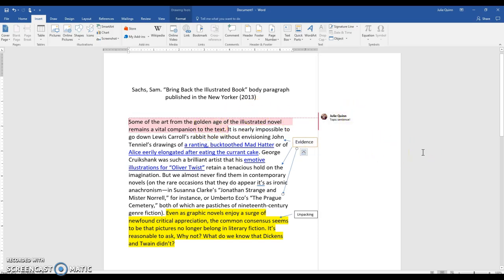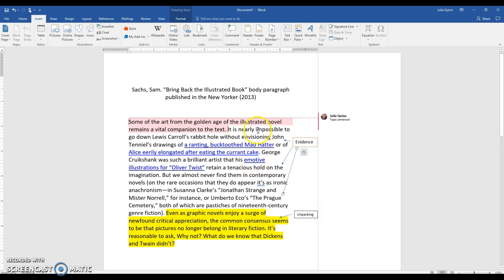Topic sentence, right? He's talking about the golden age of the illustrated novel. He's saying back in the day, art went hand in hand with these texts. So that's what he says. He's specific: some of the art from the golden age of the illustrated novel. So we know exactly what he's talking about. Remains vital companion to text. It works hand in hand, okay?